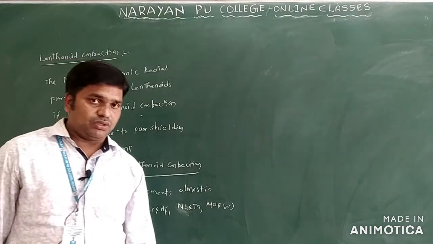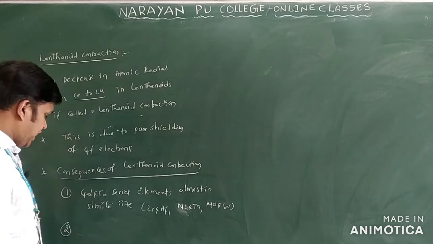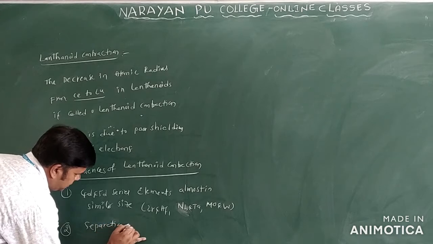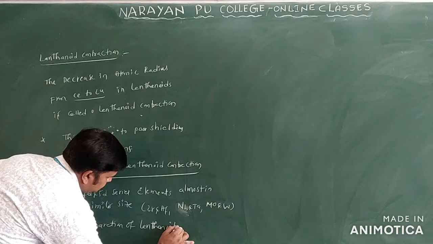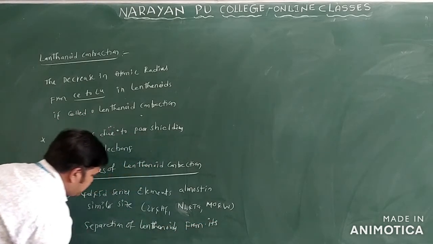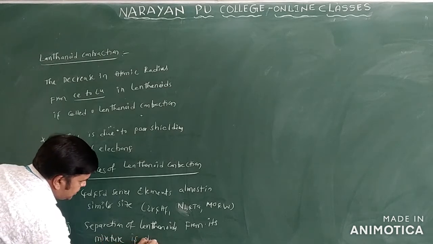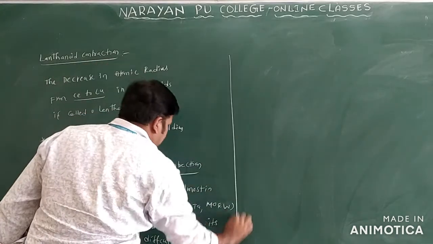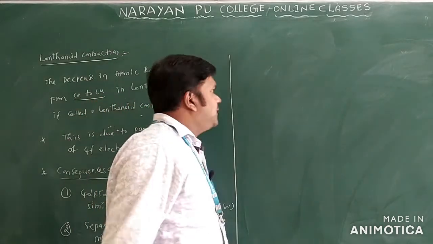One more consequence: separation of the lanthanoids from their mixture is difficult only. Separation of lanthanoids from the mixture is difficult. So this is mainly about the change in atomic radius in the case of the transition elements. So this is completed.